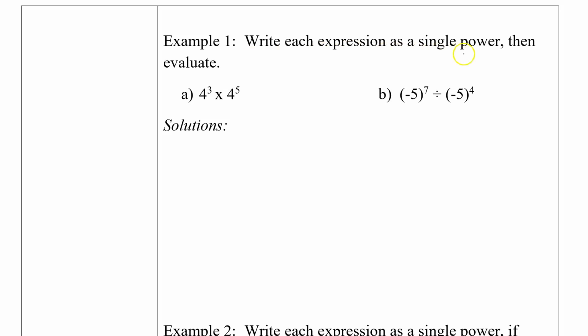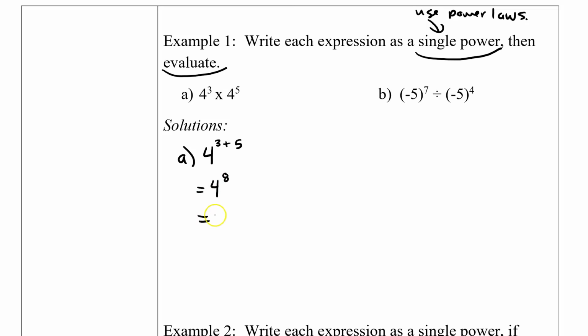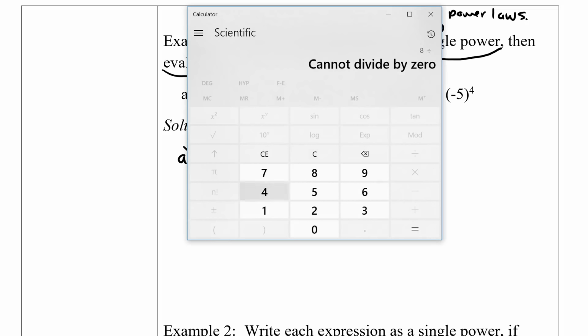So write each expression as a single power and then evaluate. Okay, so they're kind of like two steps. Single power and then evaluate. With a single power, this one right here is where we use power laws. So I have 4 to the power of 3 times 4 to the power of 5. But since we're multiplying, and since they have the same bases, we're going to be adding the exponents. So 3 plus 5, which is 4 to the power of 8. Now that is going to be a big stinking number. So let's see what that is.